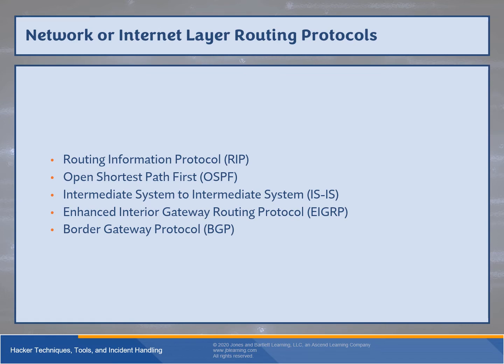EIGRP, which is Enhanced Interior Gateway Routing Protocol. Dynamic routing changes on the fly as needed if something drops out. There's what's called the convergence time, which is how long it takes to find an alternative route.